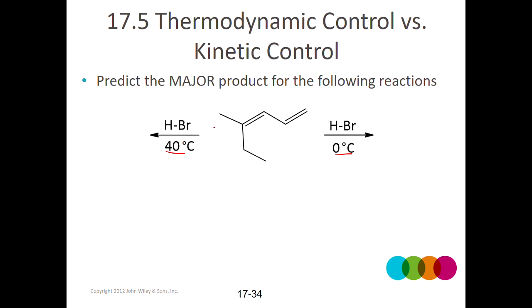And so the first step is going to be the same for both of these. In the first step, I have to consider two possibilities. What if this alkene picks up the proton versus what if this alkene picks up the proton? And so let's take a look at those.